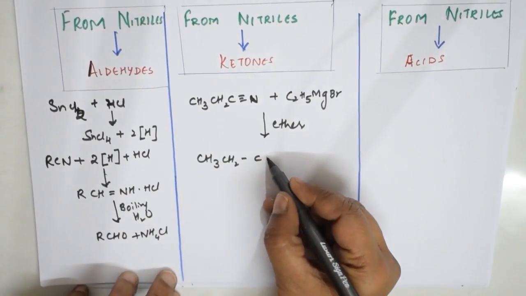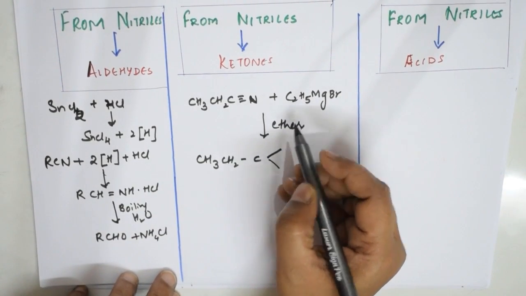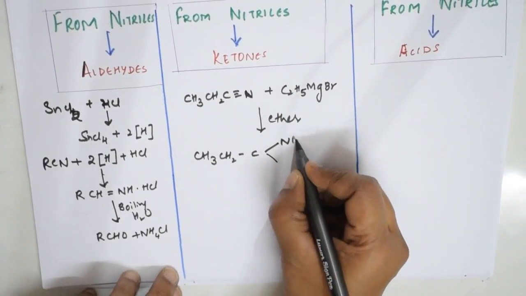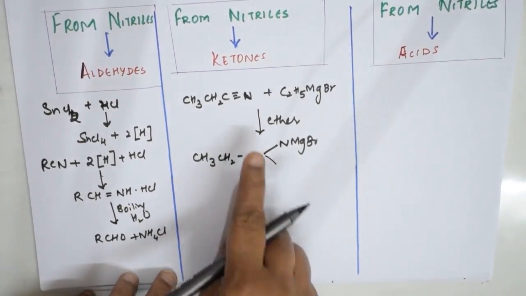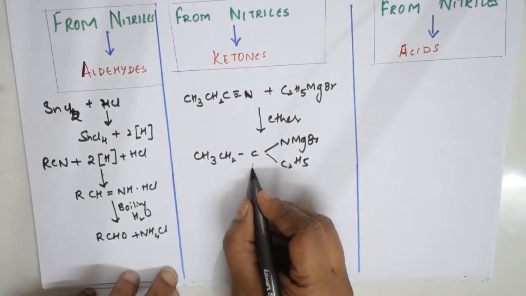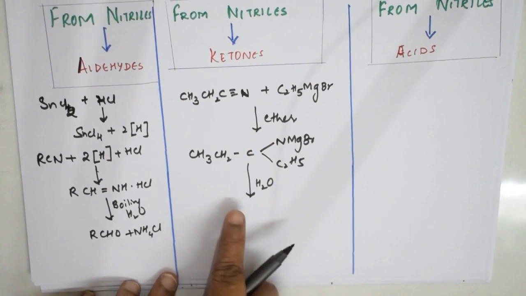So here the bond has broken, and here also there is a cleavage of the bond, right? N is here only, and when there is a cleavage of the bond, MgBr comes and adds here, right? So now what is left out? C2H5. This is done, students. Now this one you will do further hydrolysis. When you do further hydrolysis, what happens?